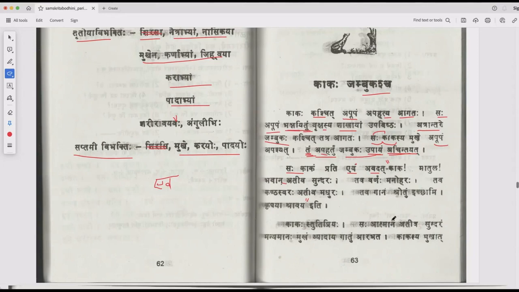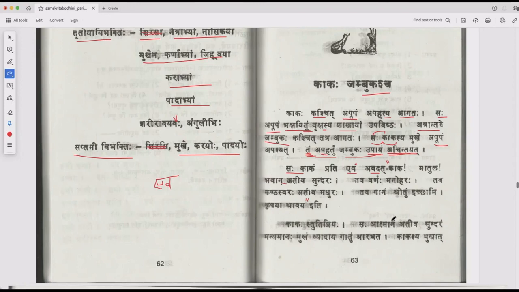Can we move on? Kakka matula. Matula means uncle, right? Uncle, yes. Okay. So when you see someone new and you want to talk to them nicely, would you go and address them as uncle, can I do this? Will you do this for me? That's how the fox is addressing the crow here.